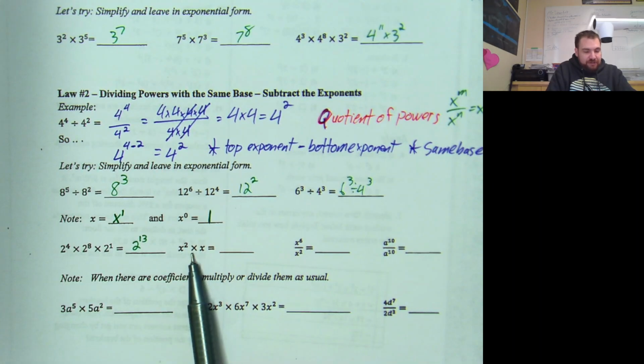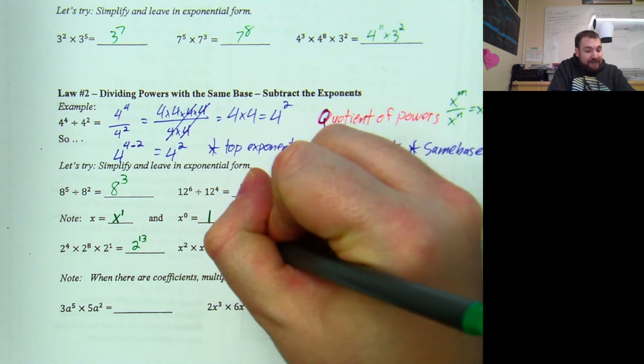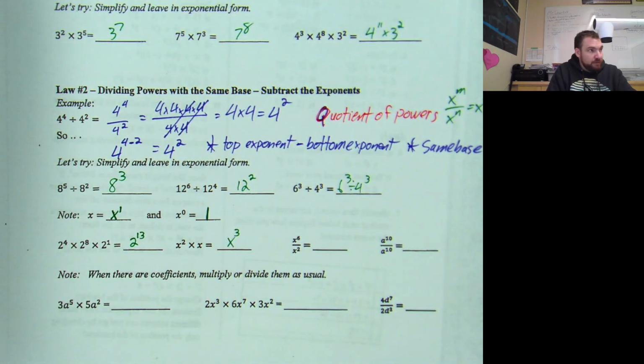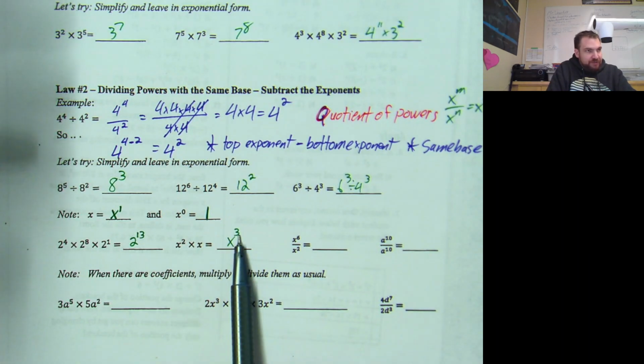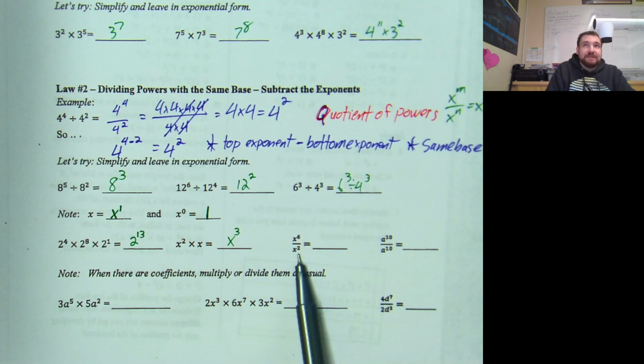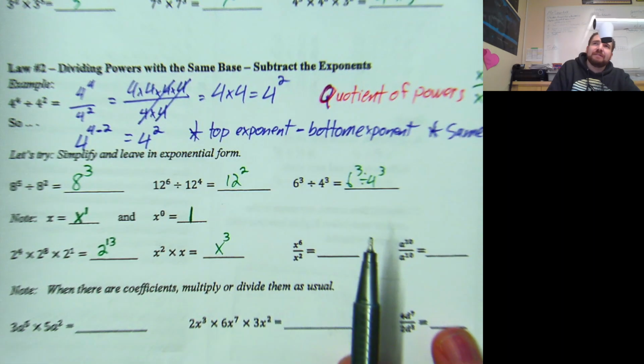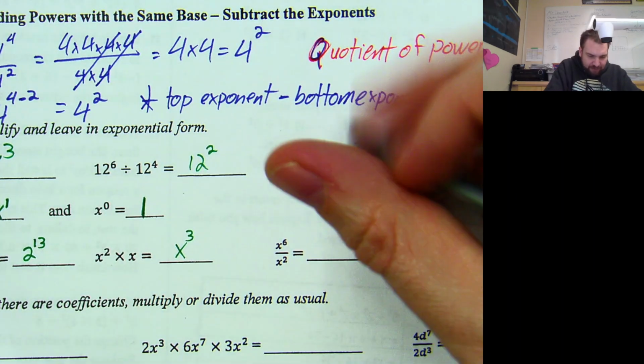What about this question? It's going to be x cubed. Why is it x cubed? Because if there's no exponent written, we assume the exponent is a 1. So this is going to be 2 plus 1, which is 3. So it's x to the power of 3. How about this guy? What's this beast going to be here? I'm going to zoom that in a little bit so it's easier to see. That's going to be x to the power of 4.